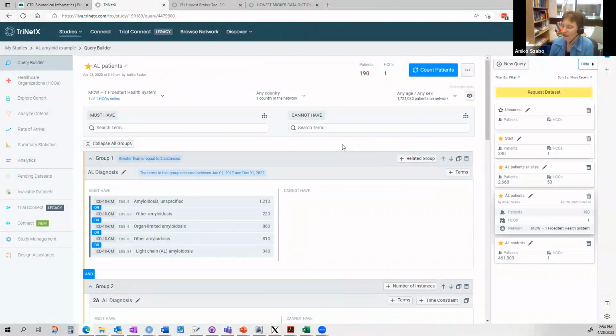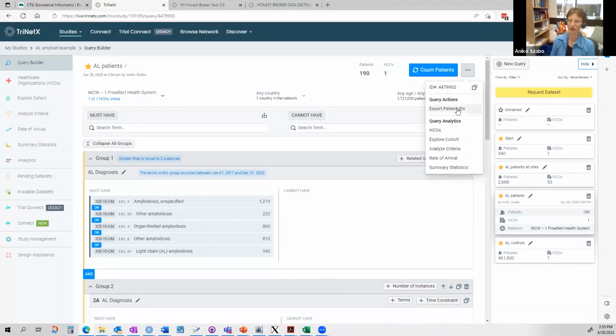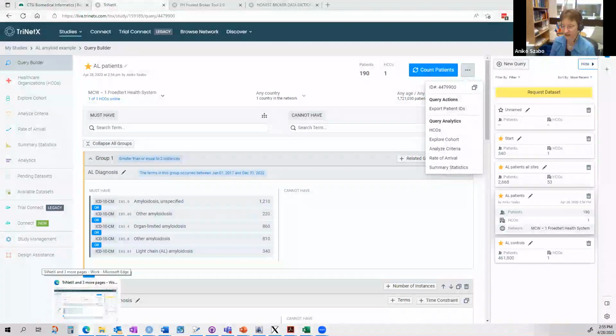And then to request it, you first have to, I think, run count patients to actually get the number. I found 190 patients at MCW at one HCO. And I can click this and it says export patient IDs. So if I go back to my presentation, if I click export patient IDs, what I'll get is a zip file that I can download.